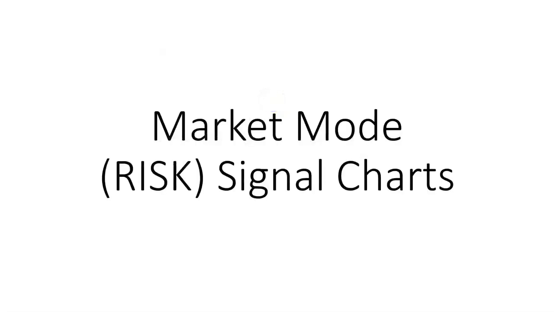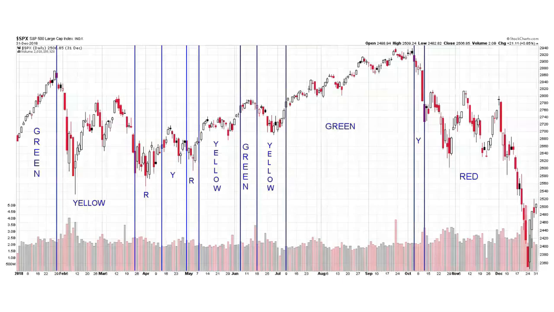Now let's take a quick look at a few market mode risk signal charts for the last few years. We're going to start off with 2018, and you can see here what I was talking about, that most of your upward progress in the stock market will be made in a green risk signal environment. The yellow signal is kind of a sideways to slightly up or down signal, as you see here.